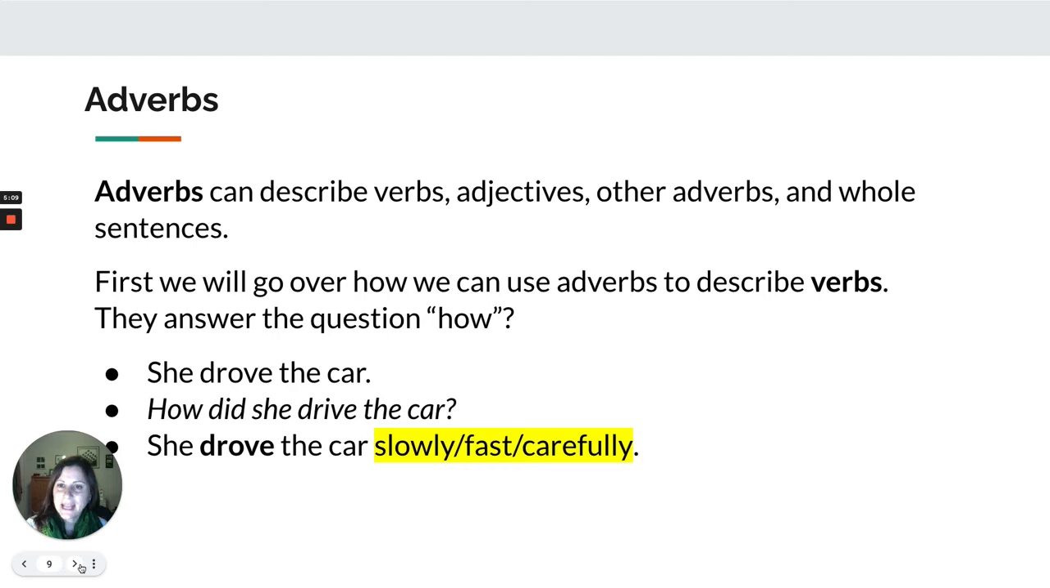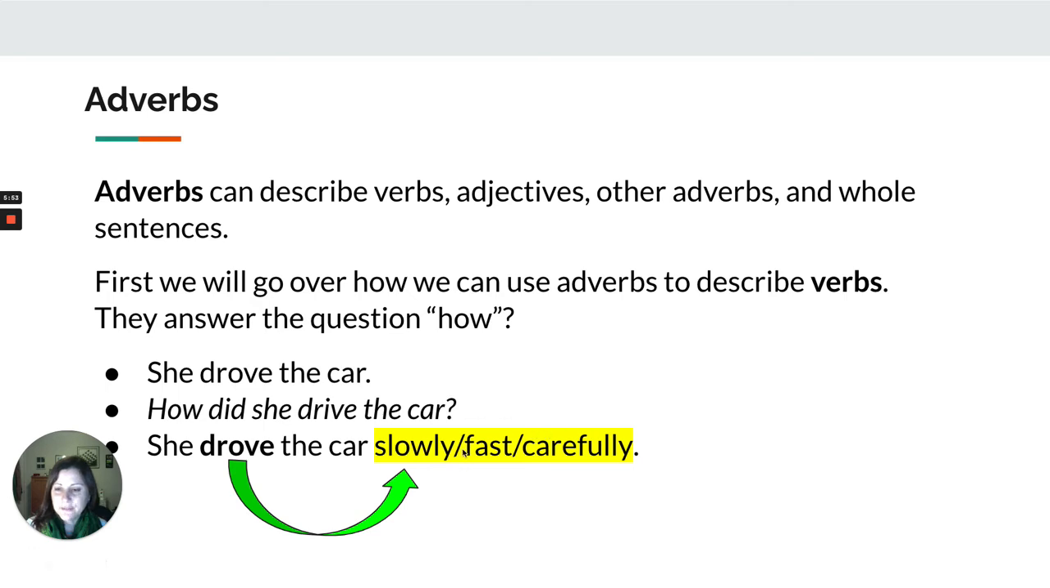Now let's talk about adverbs. Adverbs can describe verbs, adjectives, other adverbs, and whole sentences. First, I'm going to go over how we use adverbs to describe verbs. They usually answer the question how, or how frequently, how often. She drove the car. How did she drive the car? She drove the car slowly, or fast, or carefully. So this is the adverb that's describing the verb and explaining how did she drive. She drove quickly.